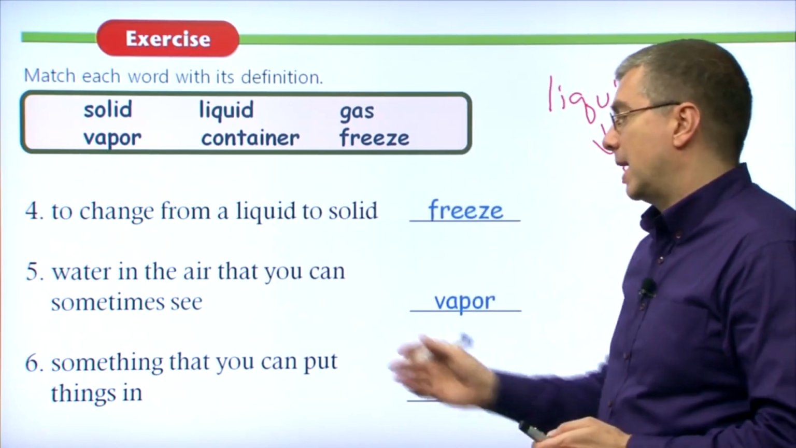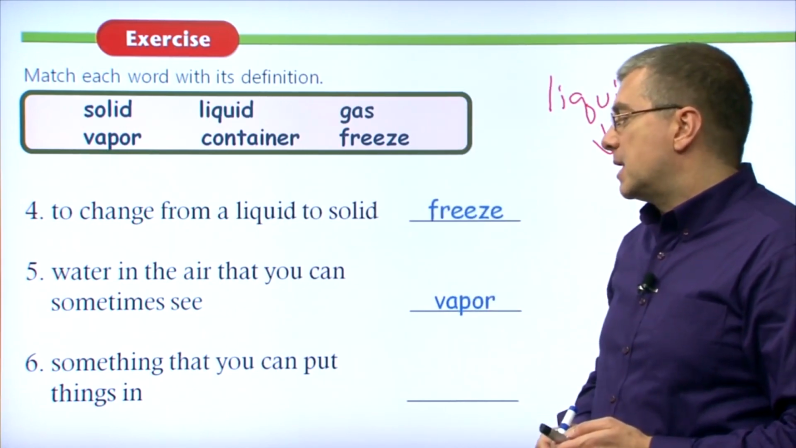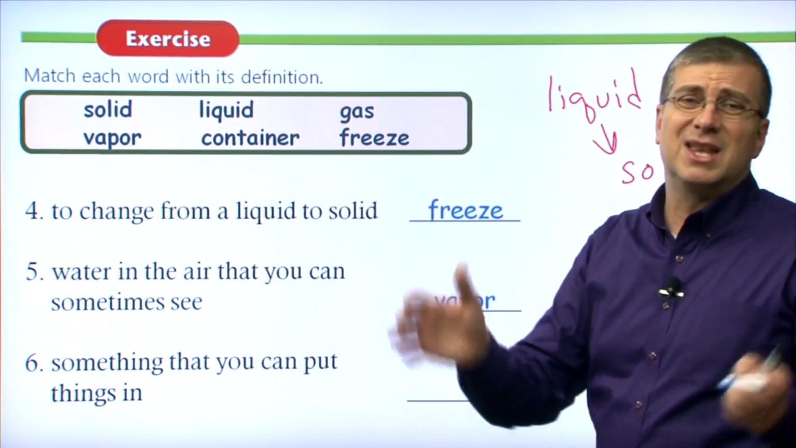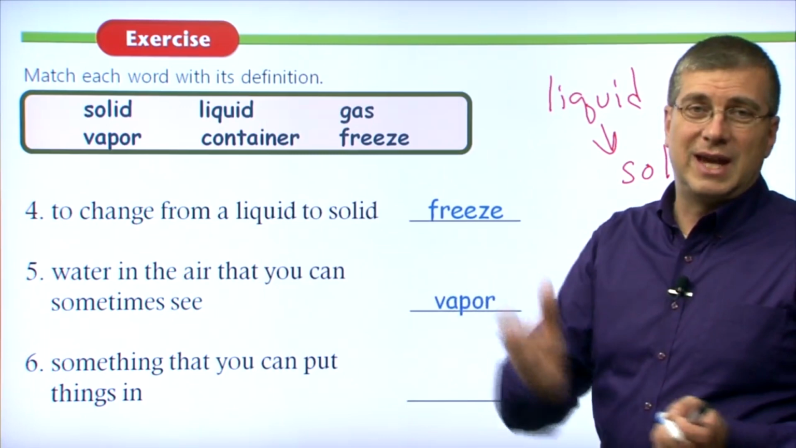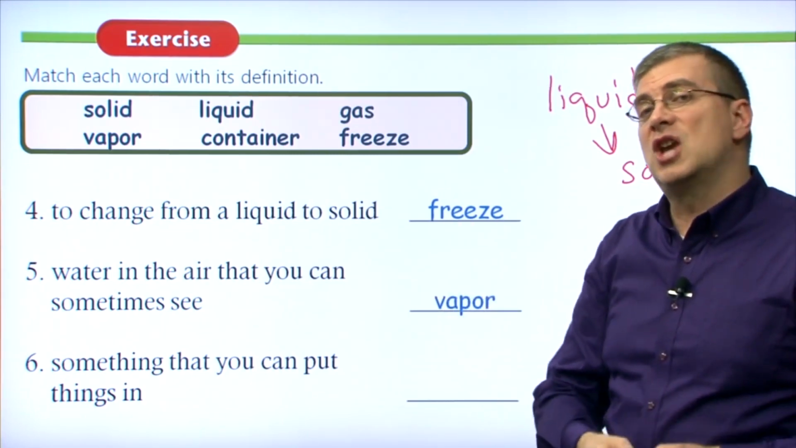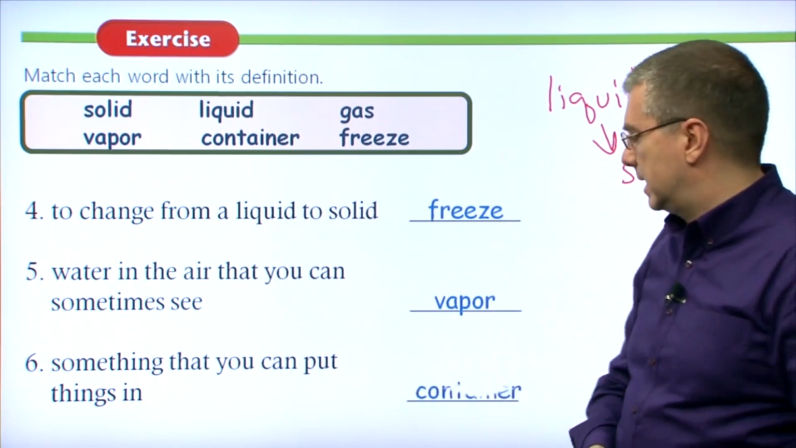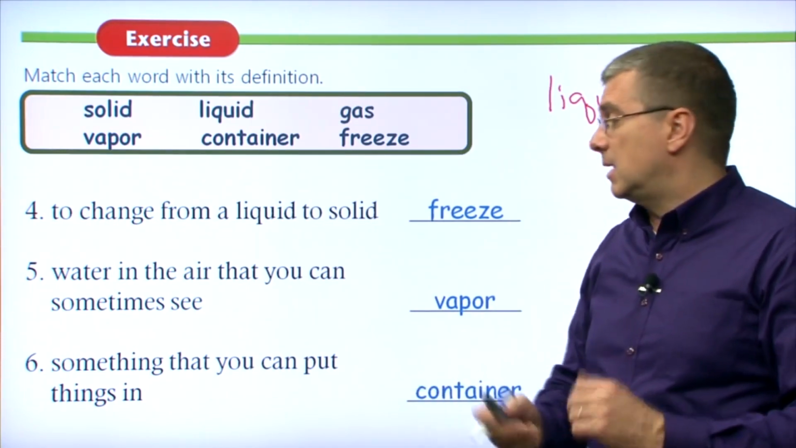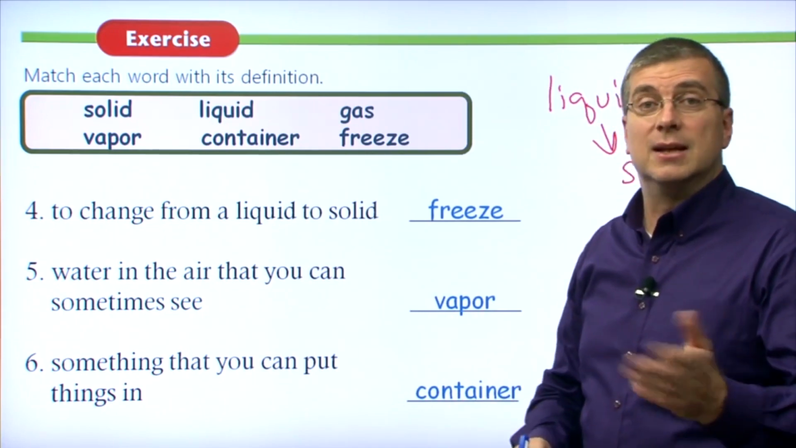Okay, number 6. Something that you can put things in. We talked about this, right? We talked about taking the shape. Liquid will take the shape of this. If you put liquid into this thing, it will take the shape of its what? Container. That is correct. It will take the shape of its container. Container is something that you can put things in.